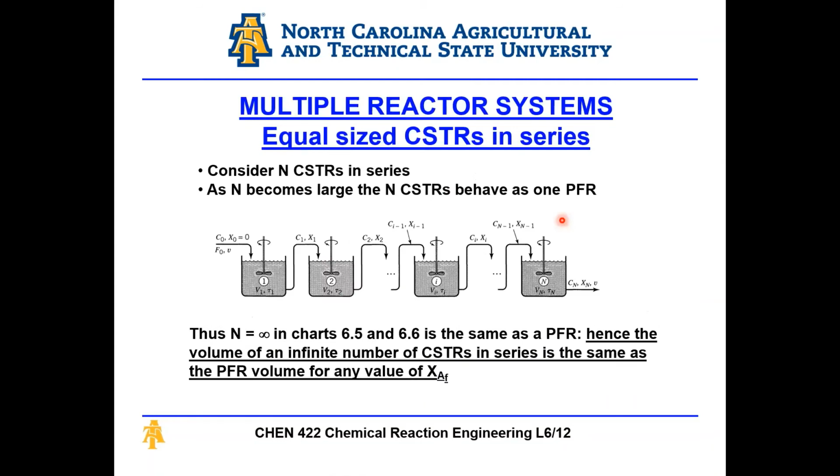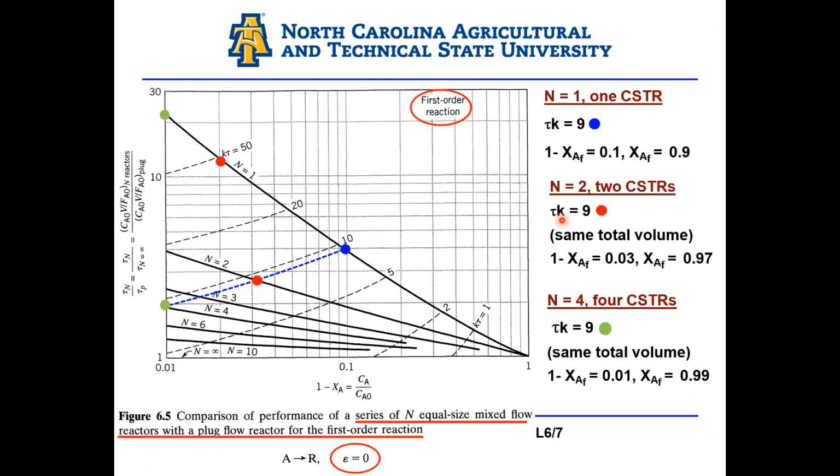Okay, let's move on. Now let's have a look at multiple reactor systems. Let's have a closer look at the equal size CSTRs in series. Previously we've established that having a bunch of equally sized CSTRs in series will achieve a much higher conversion than just having a much bigger CSTR. Why is this possible? How does this make sense?